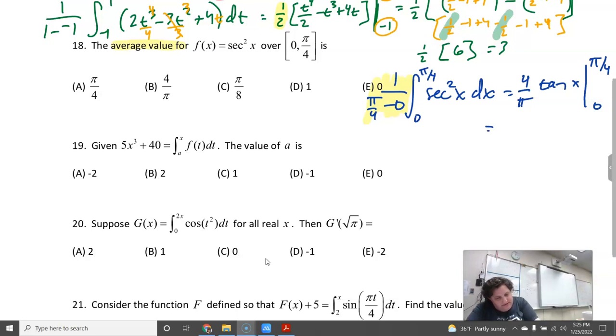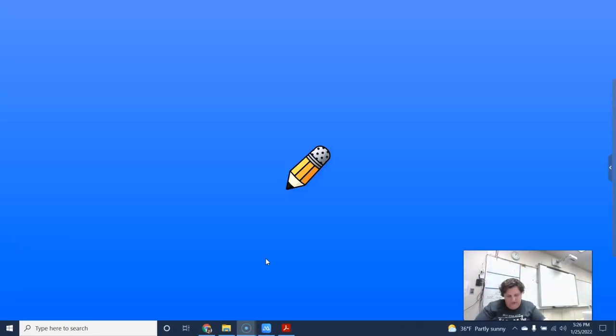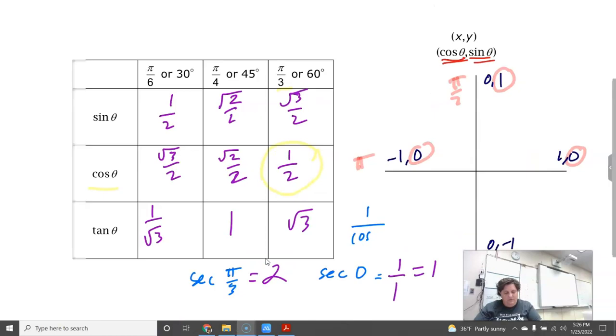So this is a constant out front. I will go ahead and leave that out front. And then I've got to do top minus bottom. So I really just need to know what the tangent of pi over 4 and the tangent of 0 are. As always, we are going to go back to our trig chart. Here we go. All righty. Let me erase some of the stuff I've been writing on here.